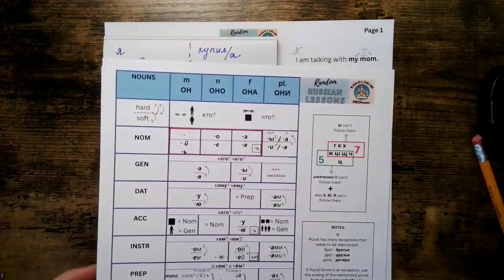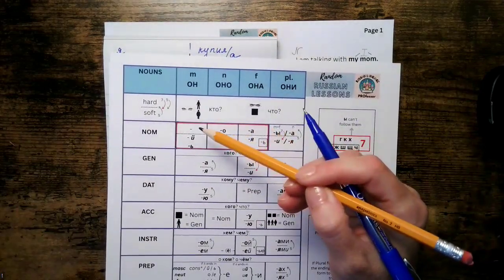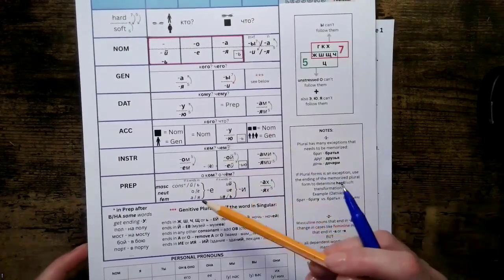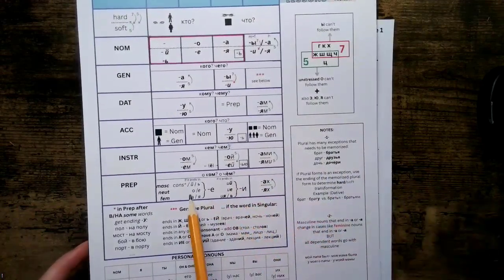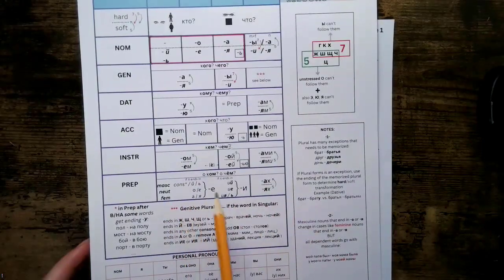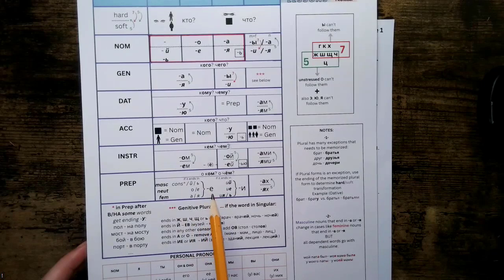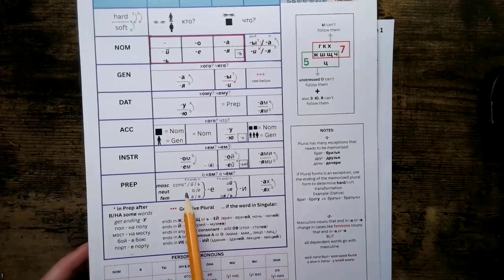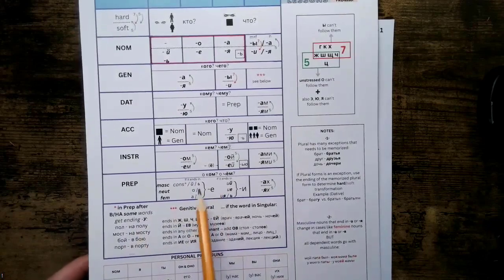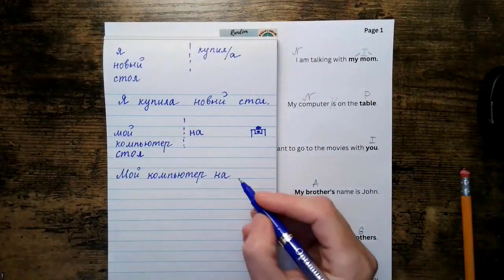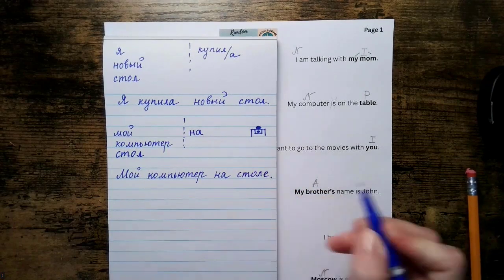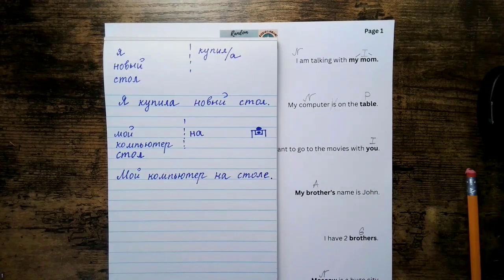So we go to the nouns chart. Remember, the word table falls right here. And we go to the prepositional. So here we don't go with hard or soft. We go with what it ends in. So it's a masculine word that ends in a consonant. So it gets the ending -е. And the word стол is not part of those words that get an -у. So we just stay with the -е. So we get стол and we add -е. Мой компьютер на столе.